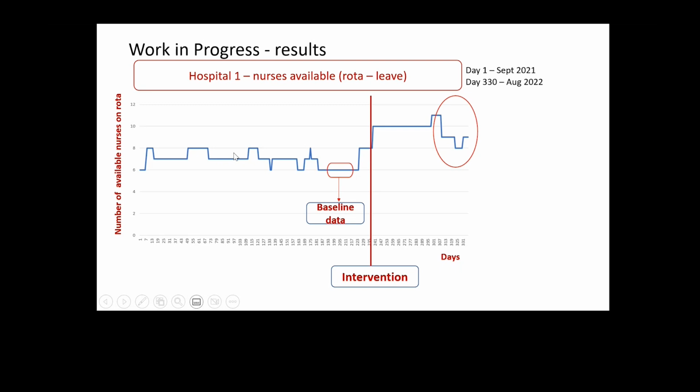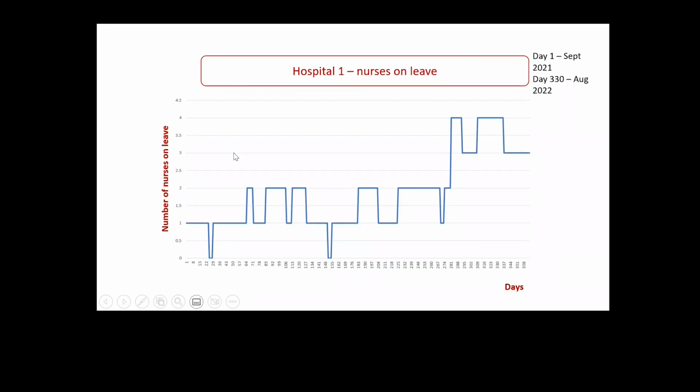But what we noticed for this hospital is after a while, it seems there was a sustained increase, but then we're seeing a tapering off of the nurses available for duty. And then we said, why is this happening? We decided, let's look at the nurses who go on leave. So what you have on the y-axis here are the number of nurses who go on annual leave, sick leave, or some form of leave.